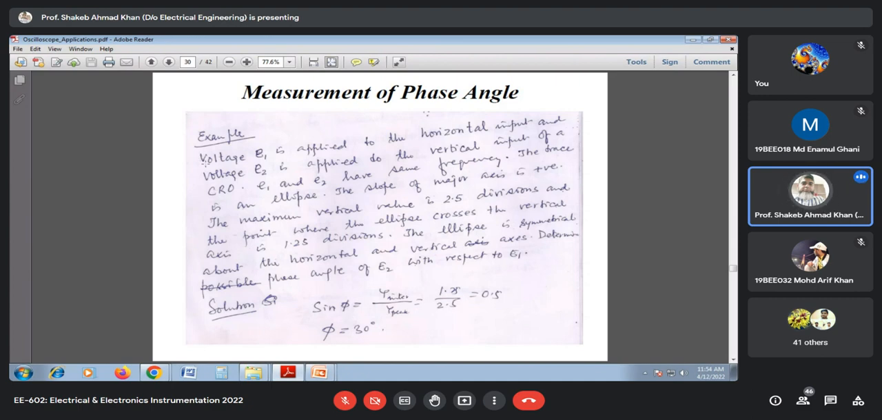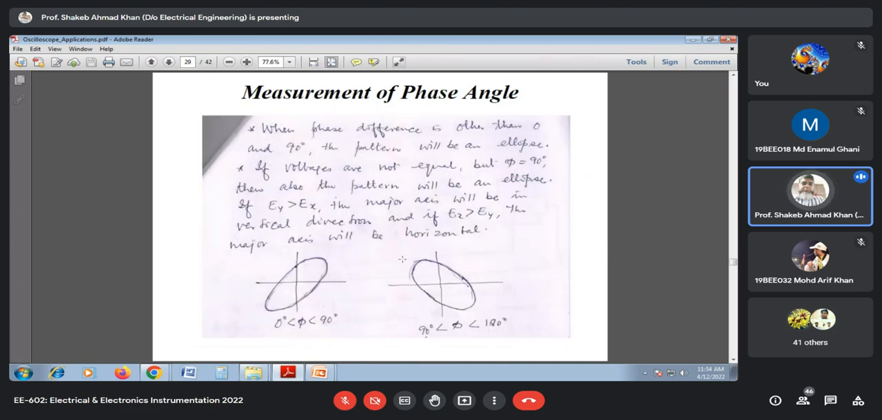Now I took one example. I'm reading it; although the example is big, the solution is very small. The voltage E1 is applied to the horizontal input, and voltage E2 is applied to the vertical input of a CRO. E1 and E2 have the same frequency. The trace is an ellipse. The slope of the major axis is positive. Slope of the major axis is positive means you are having this kind of major axis.